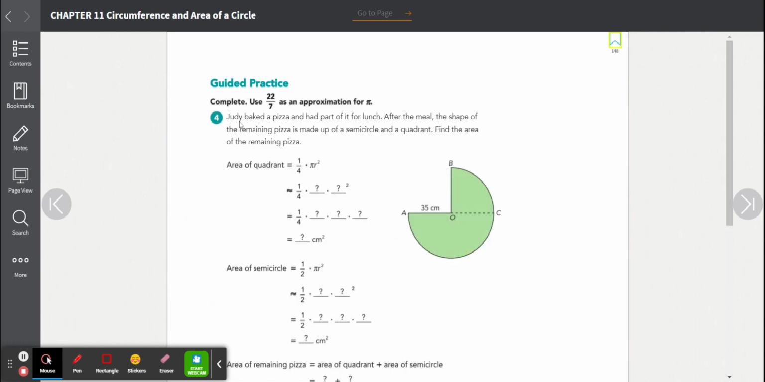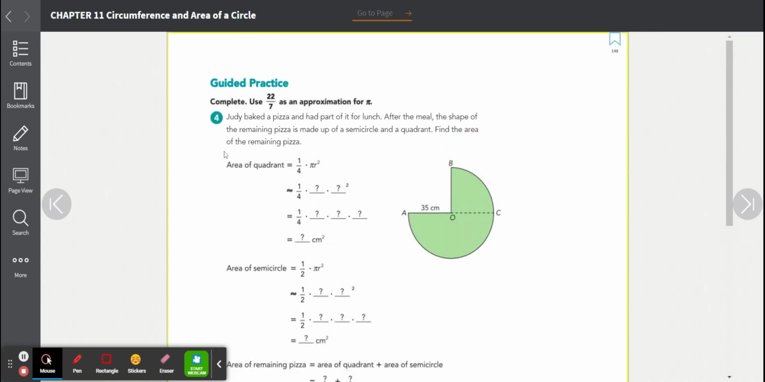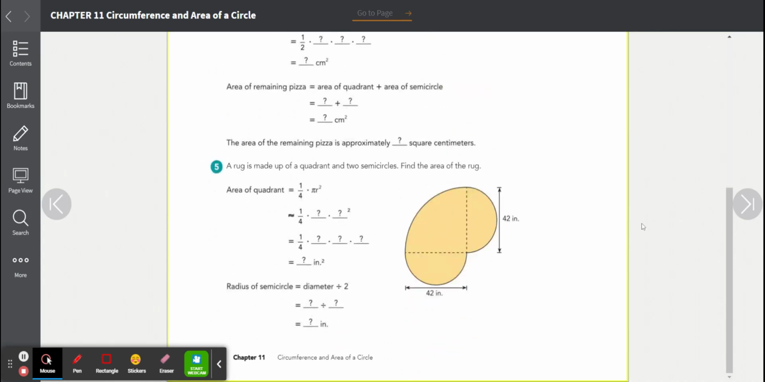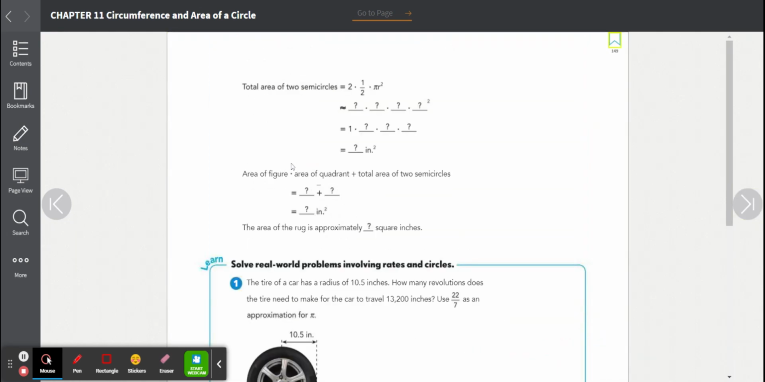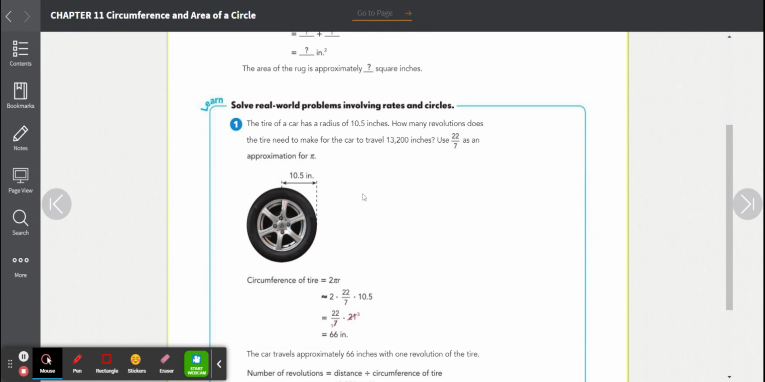All right, so you can go ahead now and you can either continue on. There's one more learn that we're going to do together, or if you would like to work on numbers 4 and 5, you may. So if you want to pause, this is the point to do it. If you're not going to pause and you're going to continue on, let's go and move forward.